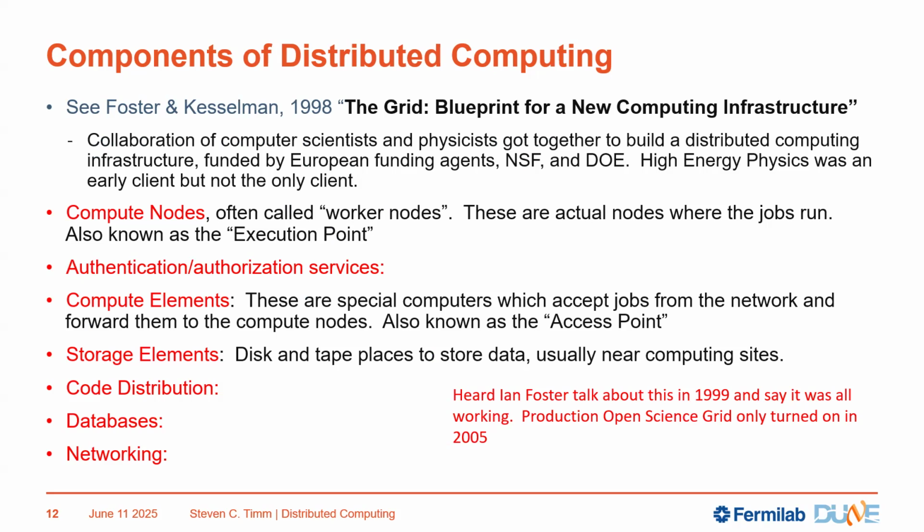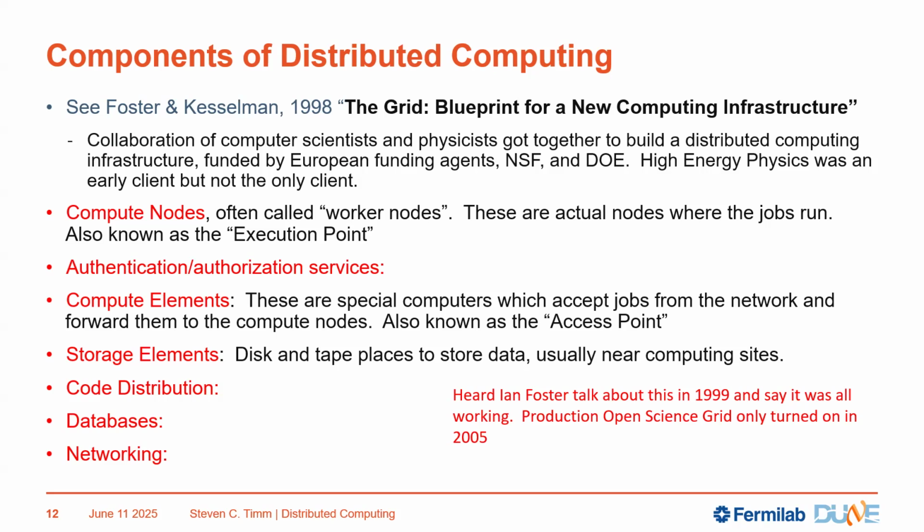The key here is that computer scientists and physicists got together to build a distributed computing infrastructure, which is funded by European funding agencies, the National Science Foundation, and the Department of Energy. High energy physics was an early client, but by no means the only client. There are many, many other scientific communities that are using it now. The American Museum of Natural History, just for example. A lot of computational biology. There are a lot of people who needed this and are making use of it.